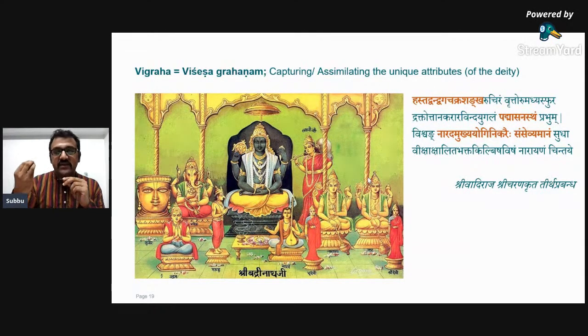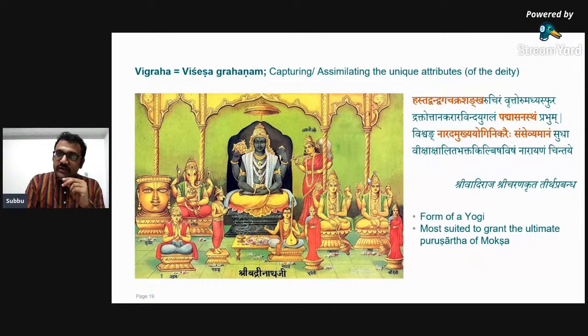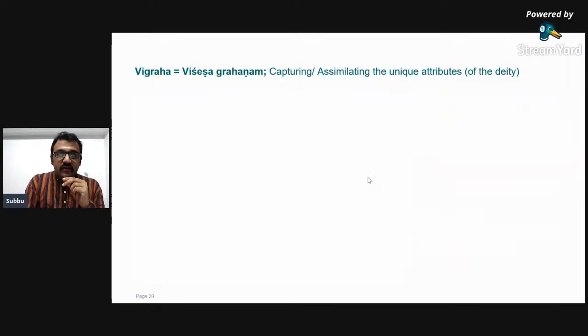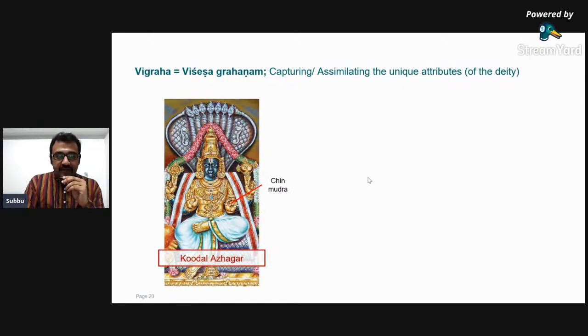The Lord being the bestower of yoga or the highest form of meditation. So this is what we see in Badrinath. Most suited to grant the ultimate Purushartha of moksha. Now the other seated postures of the Lord.